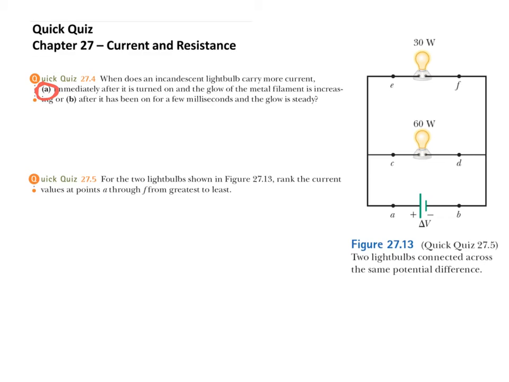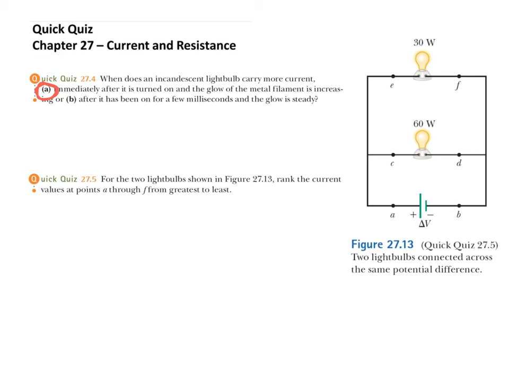All right, it's a non-ohmic device. When it gets hotter, its resistance increases and the current will be a little bit less. It only takes a few milliseconds for it to reach that steady state. That's why when light bulbs burn out, they usually burn out right when you turn them on, because the filament is worn thin and the momentary rush of current is too much, makes the filament break.